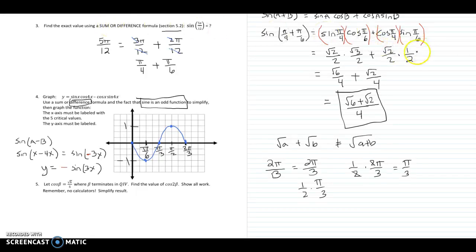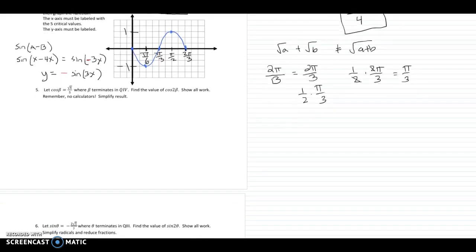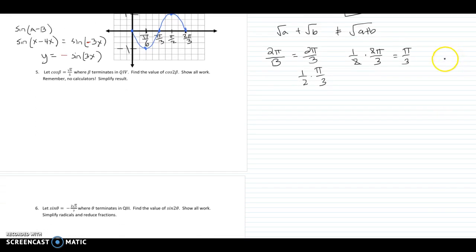Okay, looking at number 5, the very next one, we have that cosine of beta equals the square root of 6 over 5. So what I need to do is come up with the double angle. So cosine of the double angle, I'm going to just use the formula that says 2 cosine squared of beta minus 1. This is in your book. This is a formula. So what I will do here is I'll recognize that I was given cosine of beta as the square root of 6 over 5. I'll square it, and then I'll just do the arithmetic on this.